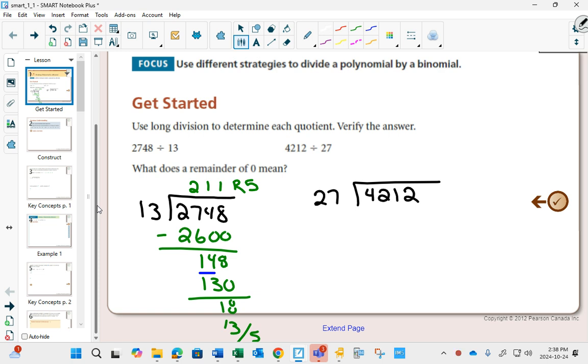4,212 divided by 27. So moving from left to right, I would get to the 42 and say I can get 1 in there. 1 times 27 is 27. And I subtract, and this leaves me with 15, and technically, that's 100, so that would be 2,700. Leaves me with 1,512. I'm going to switch colors, because now this is my new number, and I have to go to 151 before I can get any 27s, because there's no 27s in 1, there's no 27s in 15, but if I get to 151, there is.